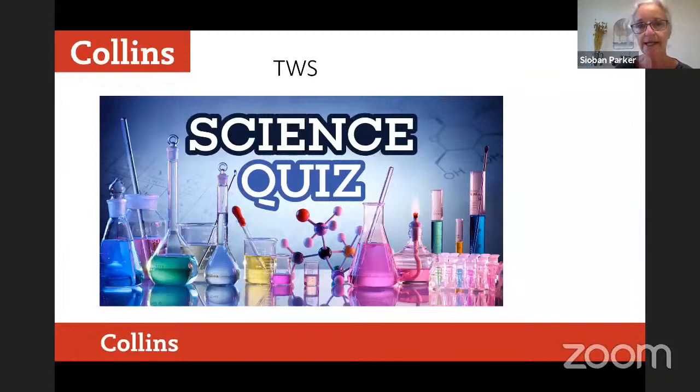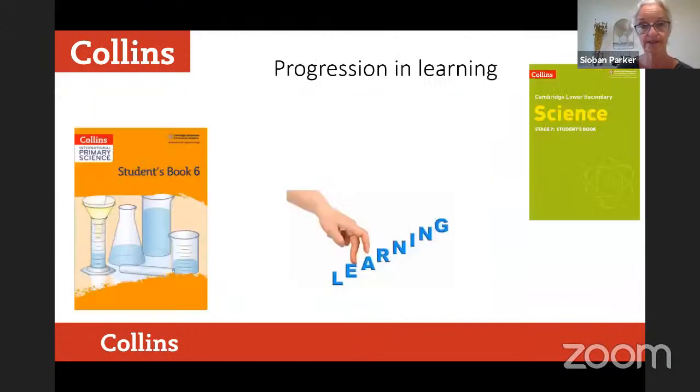So let's think now how we can use thinking and working scientifically when we are working with Collins resources. Before I go on to that, I would like to mention progression in learning with the 2 different levels of books here. The progression of the learning objectives within thinking and working scientifically, or in any of the other strands, enables the development of knowledge and understanding through that spiral approach, by revisiting and engaging with topics and skills at deeper levels and in different contexts across the stages.